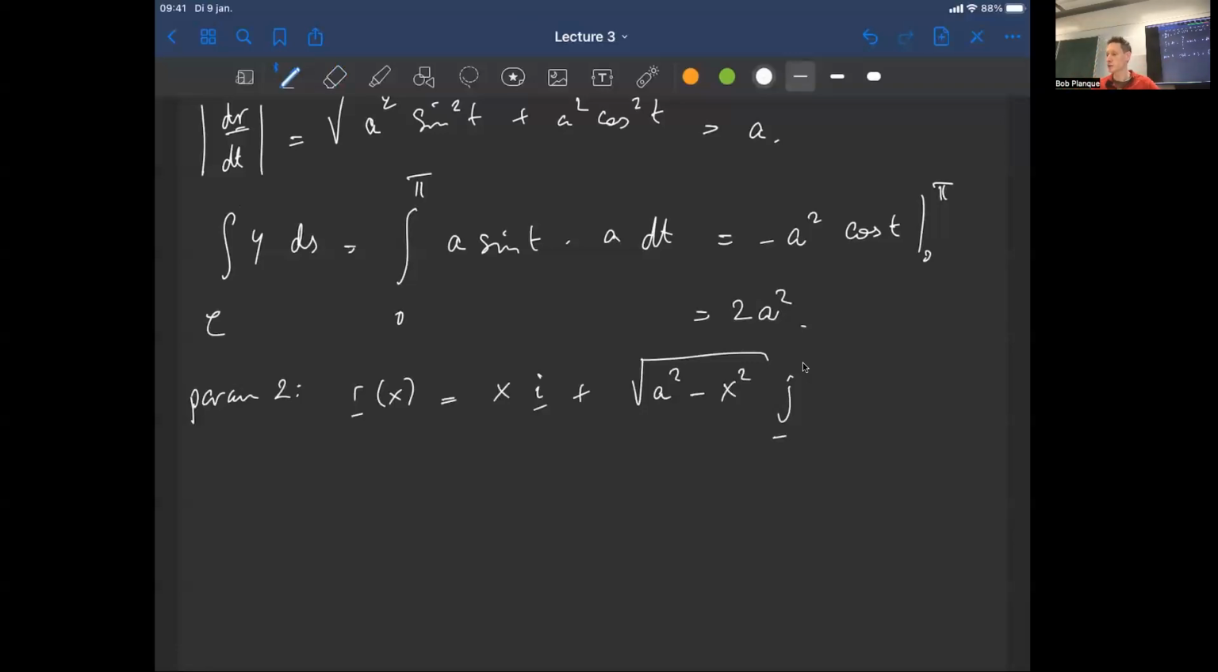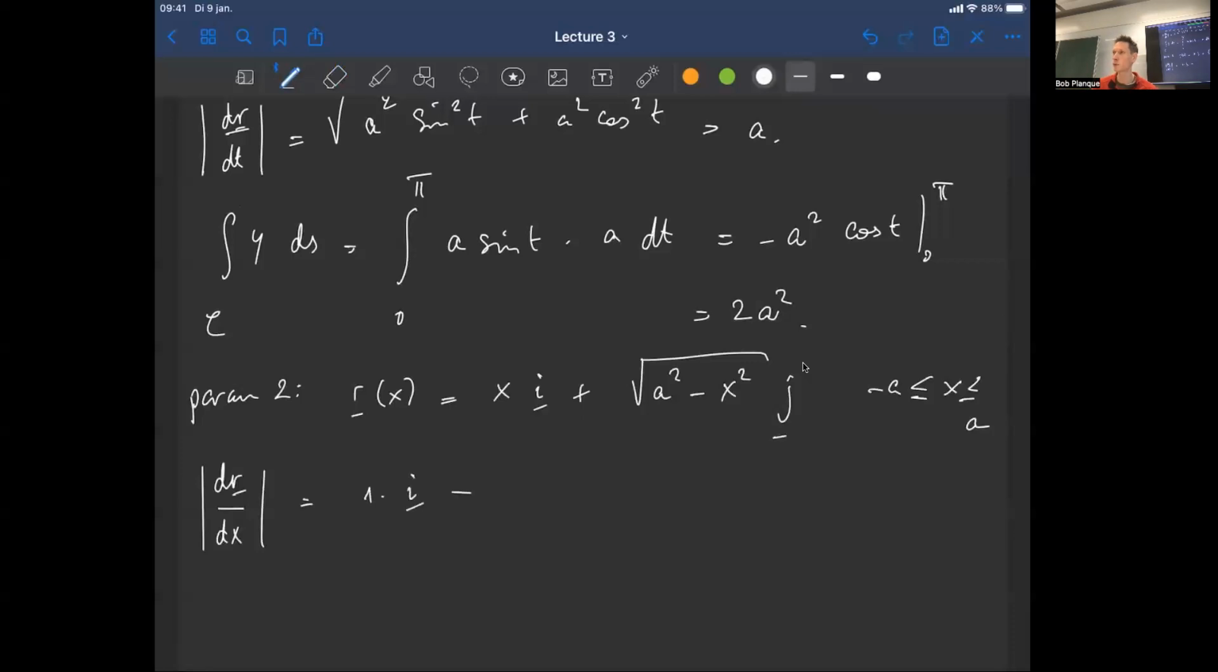Yeah, so if I take x as my variable, it goes from minus a to a, and y varies as the square root of a squared minus x squared. This looks worse than the other one, at least I think so. So now I have to do the dr. In this case, my independent variable I've taken to be x, because the x coordinate I'm going to take as my time variable. And so dr dx is, well, it's 1 times i, because the derivative with respect to x of x is 1.